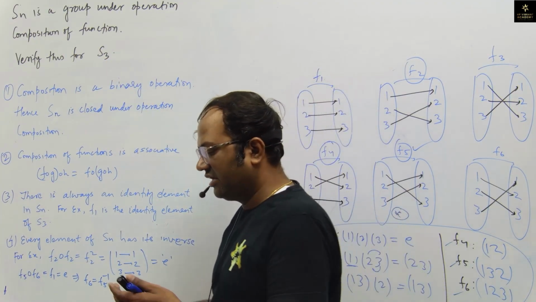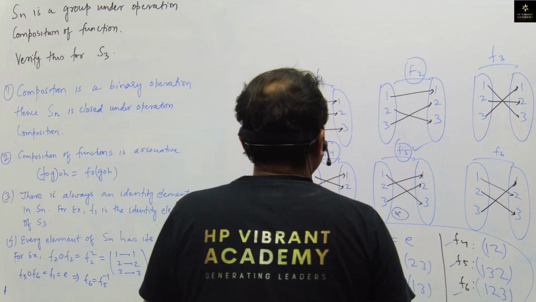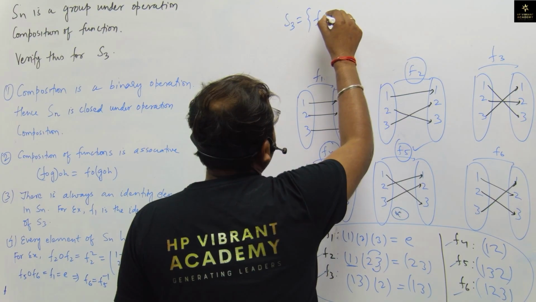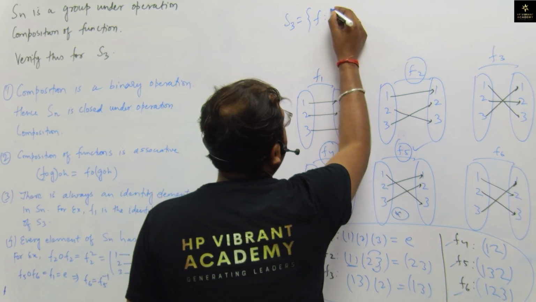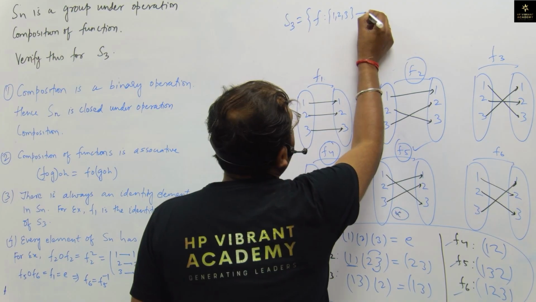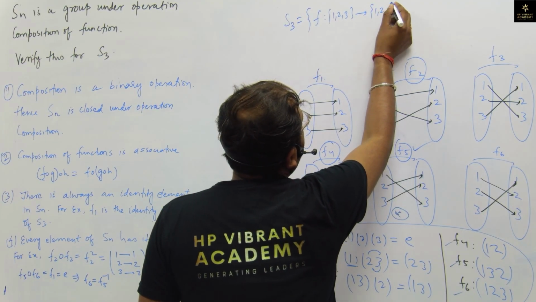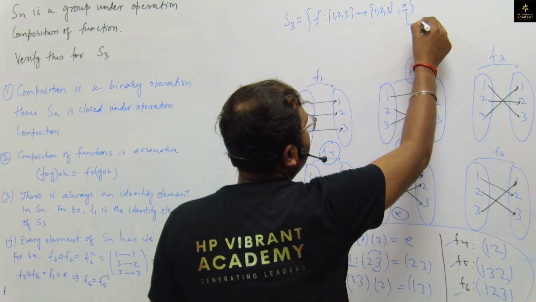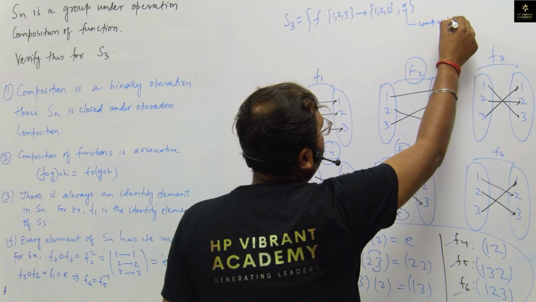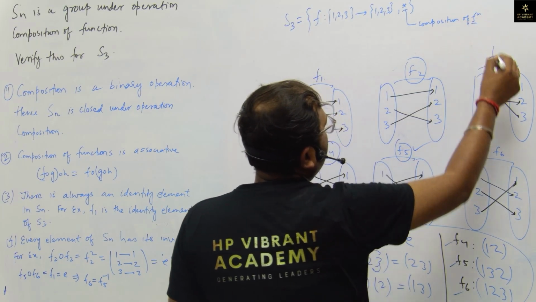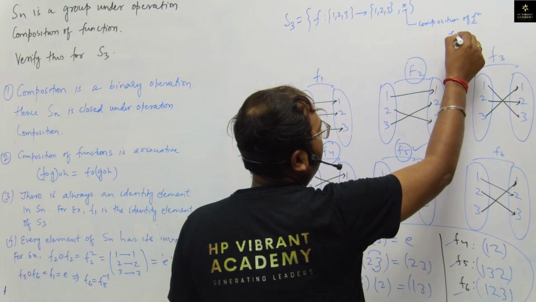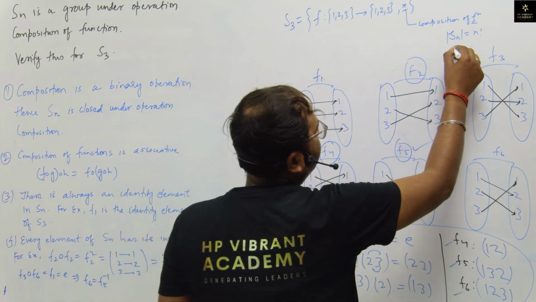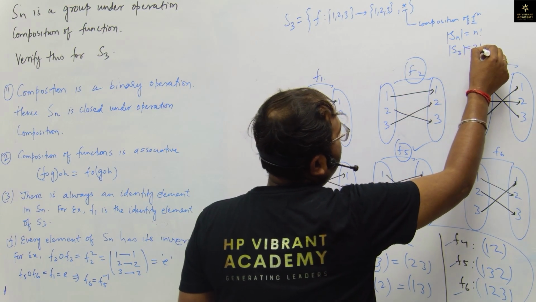In the last lecture we calculated the elements of S3. S3 contains all the bijections from the three element set 1, 2 and 3 to the three element set 1, 2, 3 under the operation composition of function. So this star is the composition of function. We have seen that the order of Sn is n factorial. So the order of S3 will be 3 factorial, that is 6 elements are there.